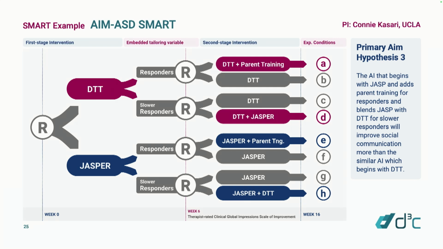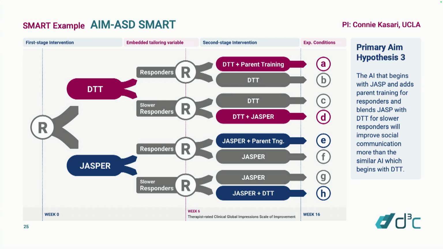When you stare at a SMART, one of the coolest things about a SMART is that embedded in there are many adaptive interventions. So take a look at this red one. Notice I'm trying to hide the R's because I want to show you one of the embedded adaptive interventions. One of them is start with DTT. If you don't respond, blend. If you respond, blend. Oh, I got a question for you guys. Is that adaptive? What do y'all think? Is that red intervention adaptive?